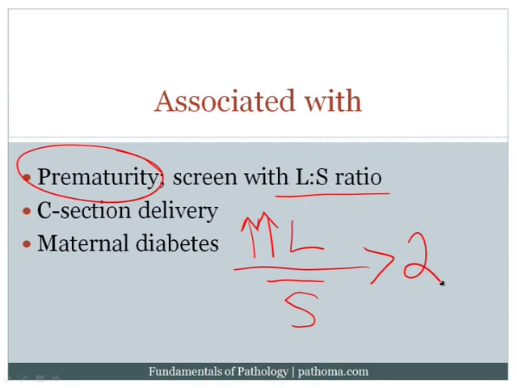Very high yield to also know that the major component in surfactant is called phosphatidylcholine. And by the way, phosphatidylcholine is actually lecithin. So sometimes the examiners will ask you, what's the major component of surfactant? Phosphatidylcholine, which again is lecithin, which will increase as the lung matures, and when the ratio of lecithin or phosphatidylcholine to sphingomyelin is greater than 2, that indicates adequate lung maturity.